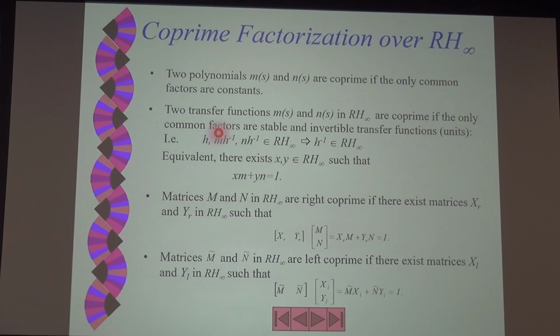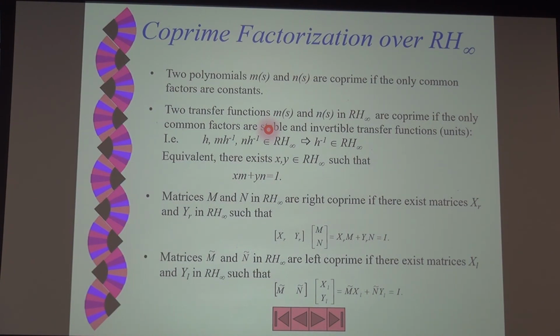Let's do this. You have two transfer functions, M(s) and N(s) in RH infinity. Right now we are not talking about just simple polynomials anymore. We are talking about transfer functions, a polynomial divided by a polynomial. In RH infinity, these two transfer functions are coprime if and only if the common factors are stable.